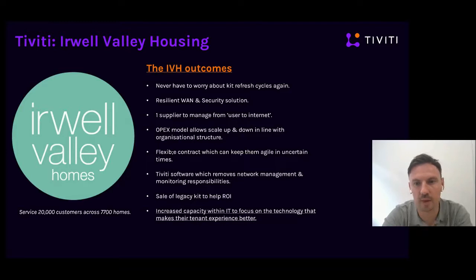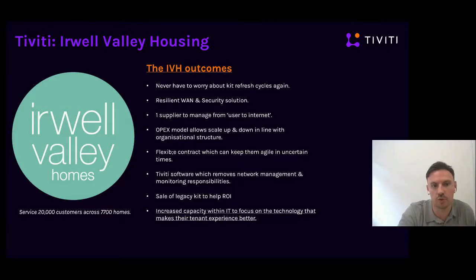It really helped that they had one supplier. So from, again, all the infrastructure from user to internet, they only had to deal with one organisation, and a lot of this could be managed through the software first of all. But obviously then there is a team of engineering resource sat behind that can help to support them. We talked about the OPEX model being one that allows them to scale up or down, again in line with their potential growth and or decline in certain areas based upon whatever the future may hold for them.